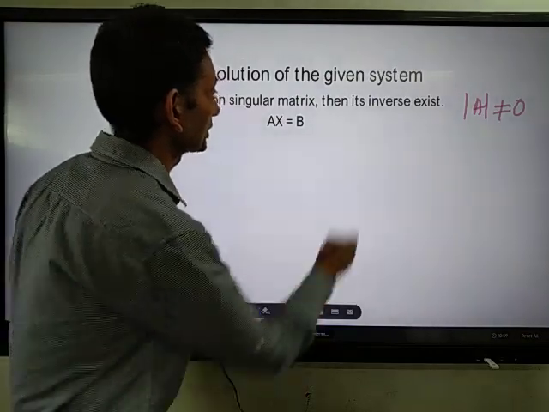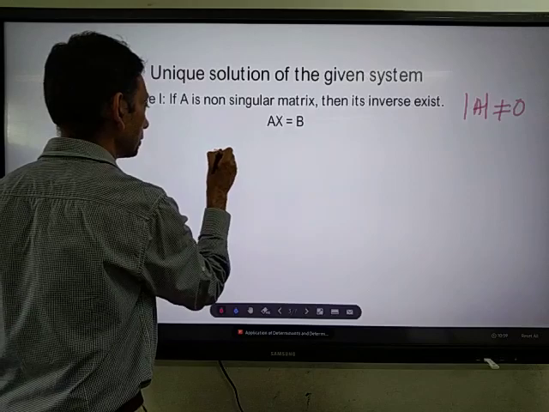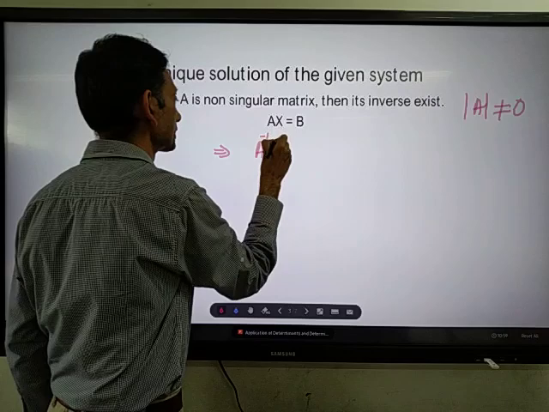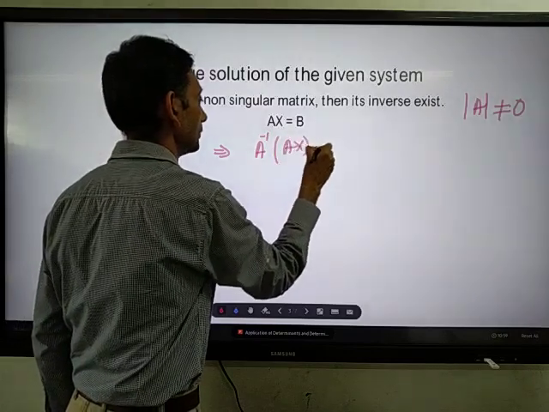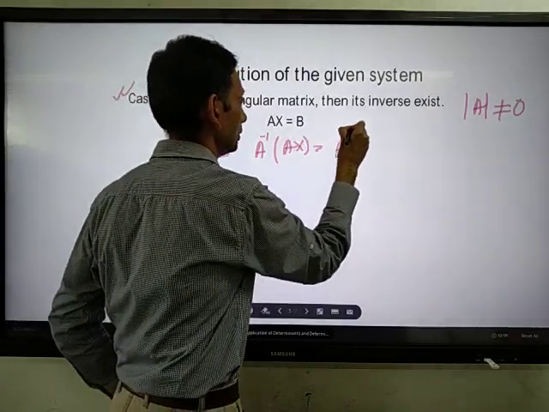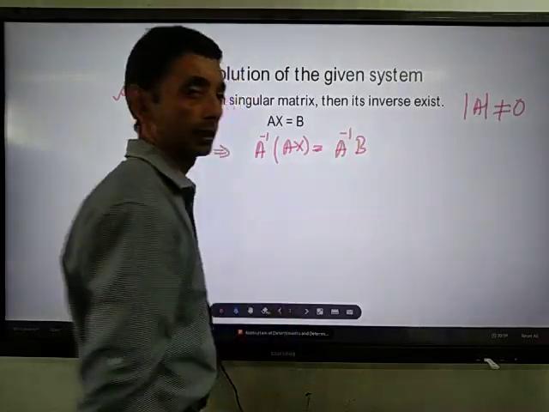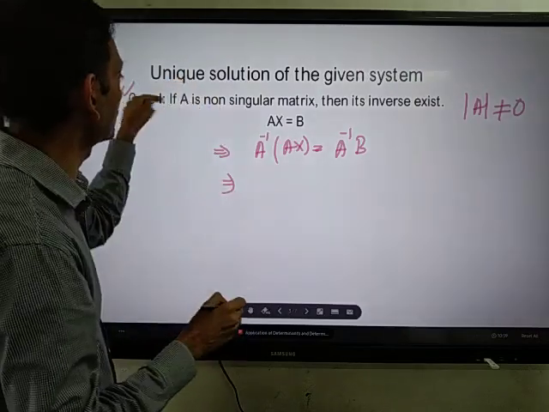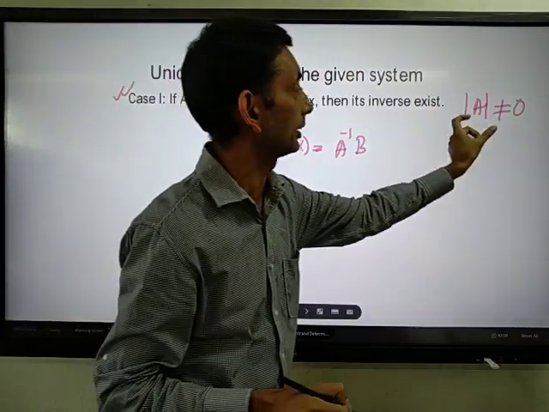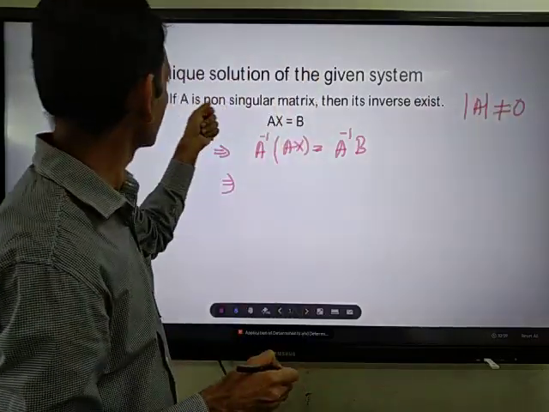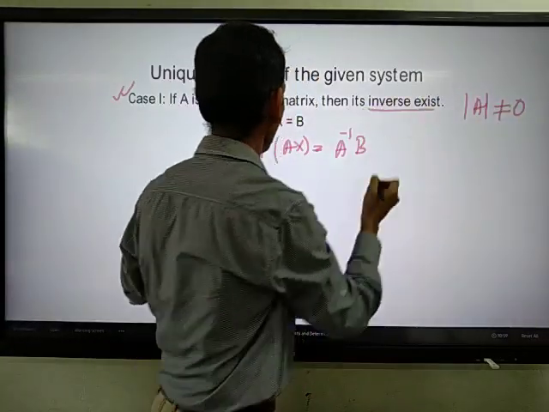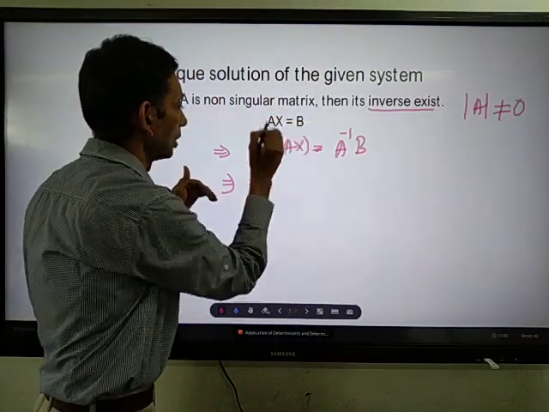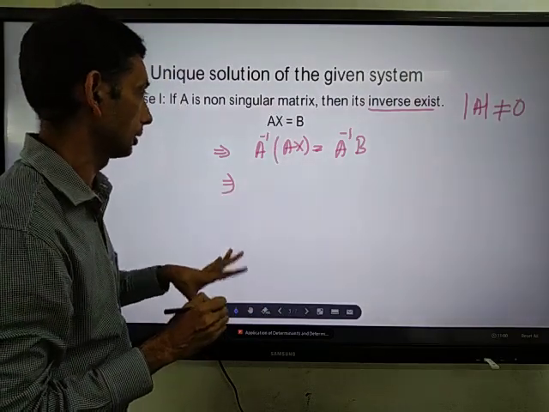If A is a non-singular matrix, then its inverse exists. So we can multiply these equations by A inverse. We'll multiply A inverse with AX, and we'll multiply the right-hand side also by A inverse. Since we are using the condition that A is a non-singular matrix, therefore determinant is not equal to 0, and therefore its inverse exists. And since the inverse exists, it is possible for us to multiply these equations with A inverse. These are the steps.